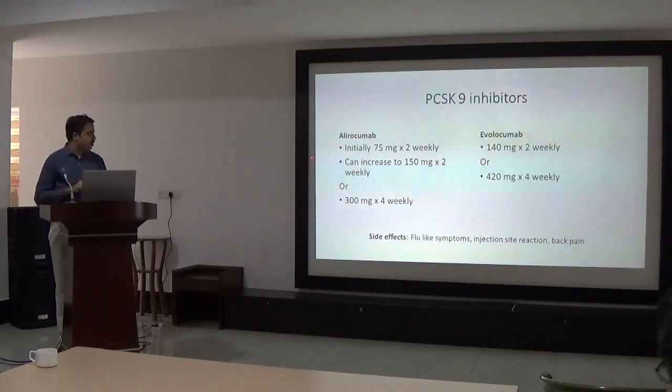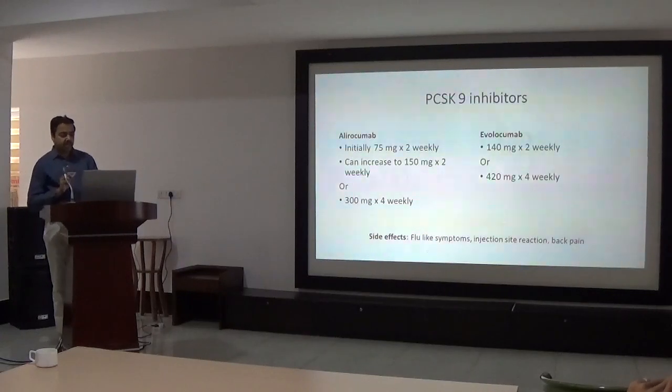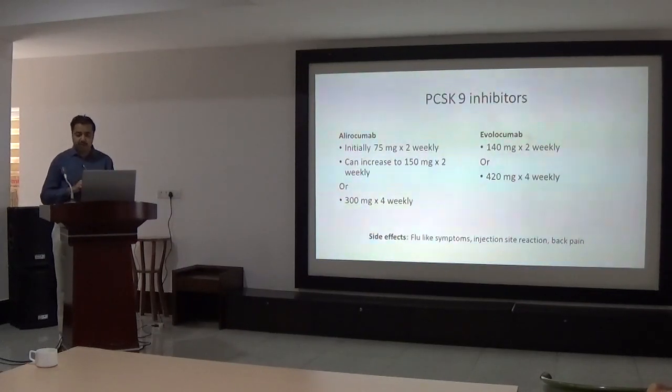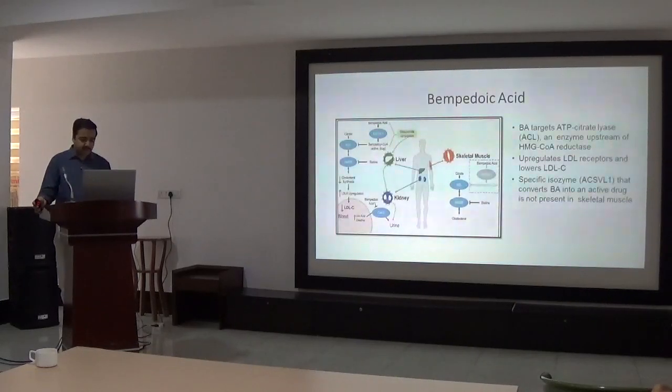PCSK9 inhibitors, two are approved as of now: alirocumab and evolocumab. Both are to be given as subcutaneous injections every 2 weeks or 4 weeks, depending on the dose. There are no major side effects, fortunately. There are some flu-like symptoms, injection site reactions or back pain.